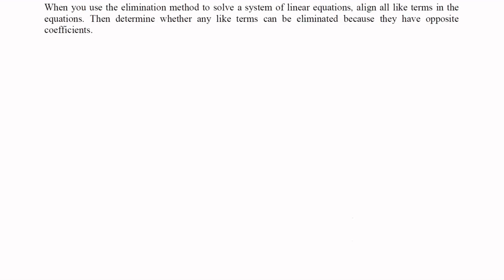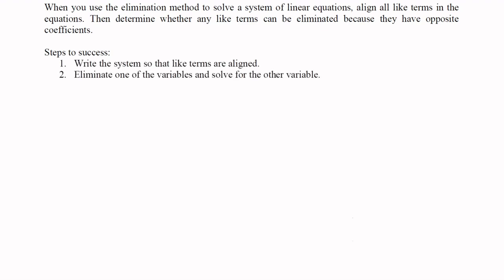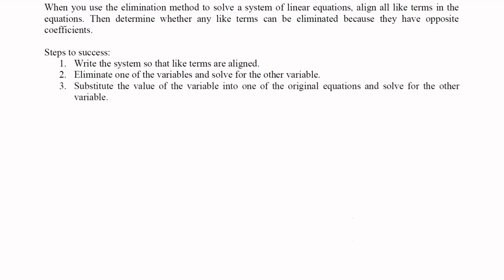When you use elimination to solve a system, align all like terms in the equations. Then determine whether any like terms can be eliminated because they have opposite coefficients. So to do this, you're going to write the system so that like terms are aligned, eliminate one of the variables, and solve for the other variable. Substitute the value of the variable into one of the original equations and solve for the other variable. Then write the answers from steps 2 and 3 as an ordered pair, (x, y), and check.